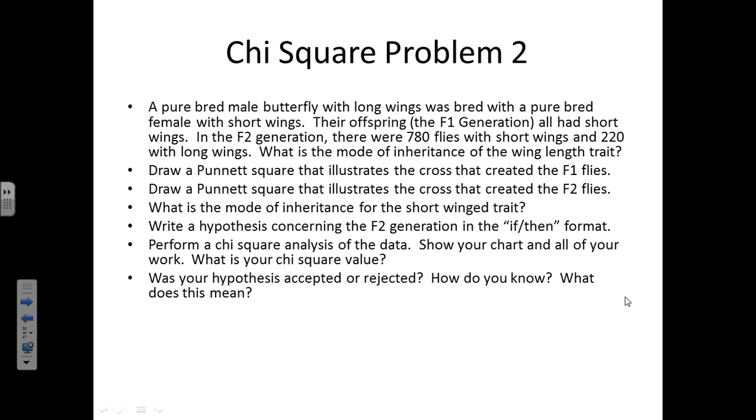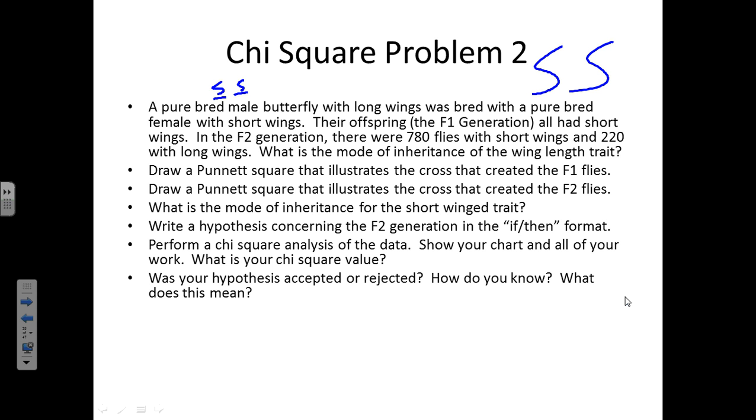So let's say we're using, I guess we'll use S's. If we're using S's, this female has short wings. She's purebred, so she's big S, right? Which means the guy has to be what? If he has long wings, and it's recessive, little s, little s.